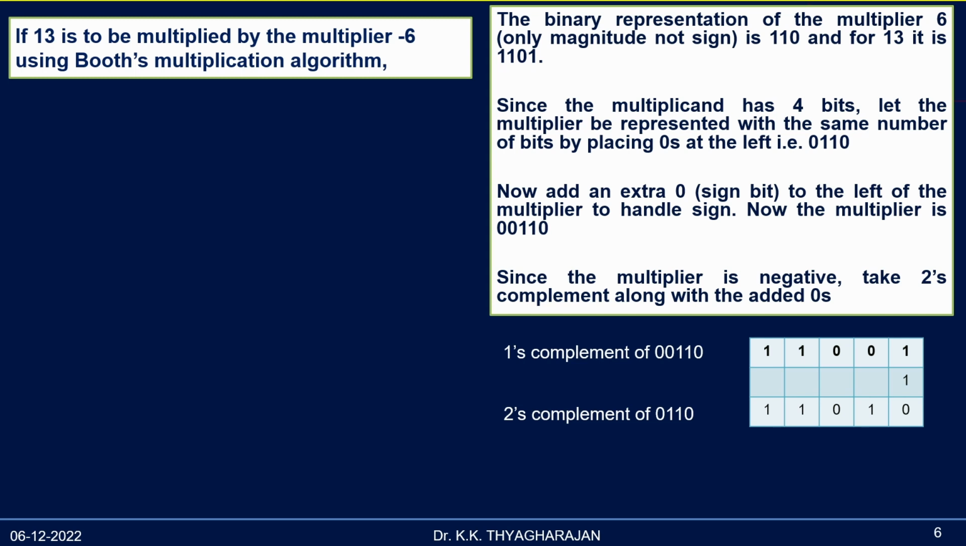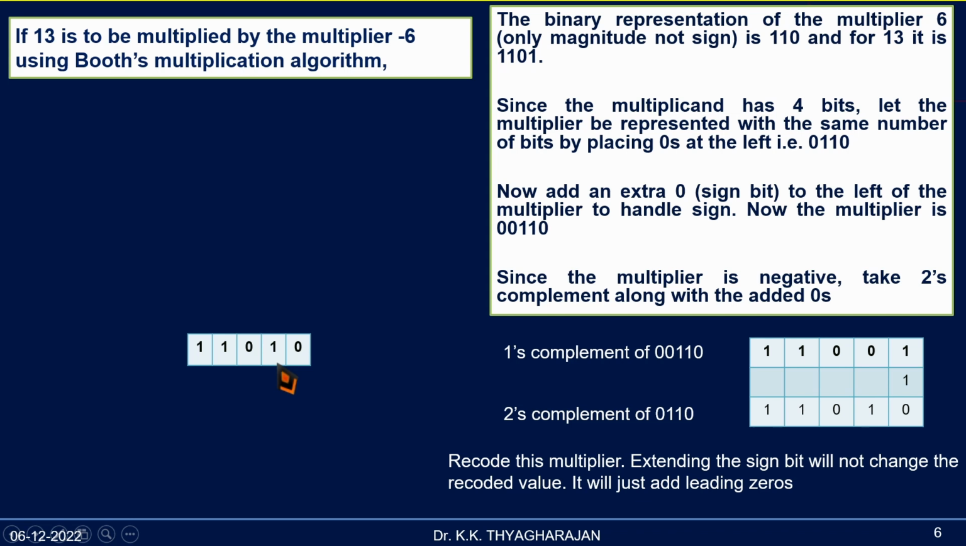Be cautious, don't add 1 to represent a negative number. Here, negative numbers are represented by their 2's complement. So take 2's complement of the multiplier along with the added 0. For that, first you take 1's complement of this 0, 0, 1, 1, 0, and it will be 1, 1, 0, 0, 1. Now add 1 and you will get 2's complement as 1, 1, 0, 1, 0.